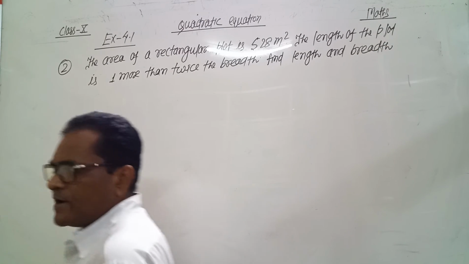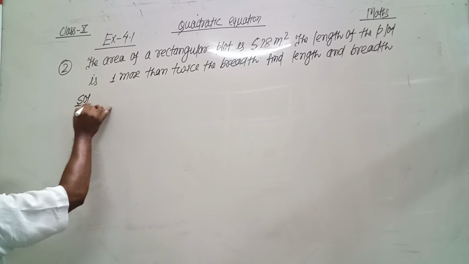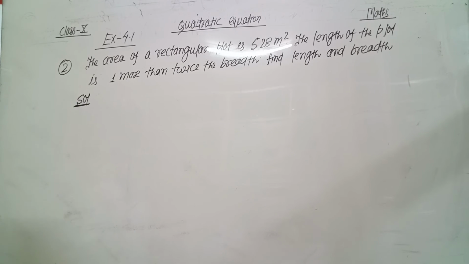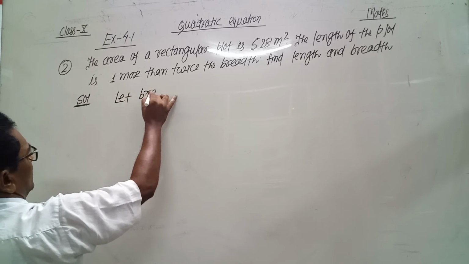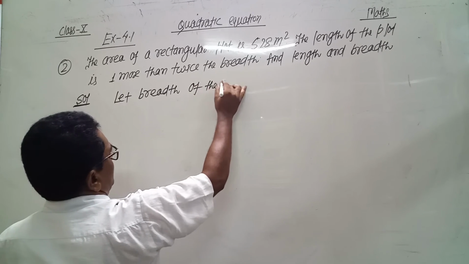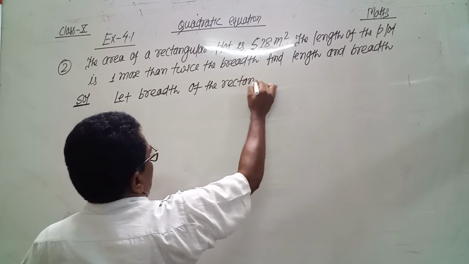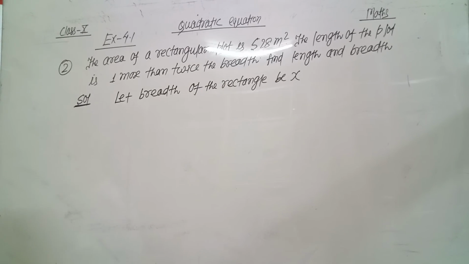What we have to find, we will have to suppose. जो चीज हमें find out करनी है, उसे हमें suppose करना होगा. So we have to find the length and breadth, and it is given that the length is 1 more than twice the breadth. So let the breadth of the rectangle be x. breadth को हमने x सपोज किया.